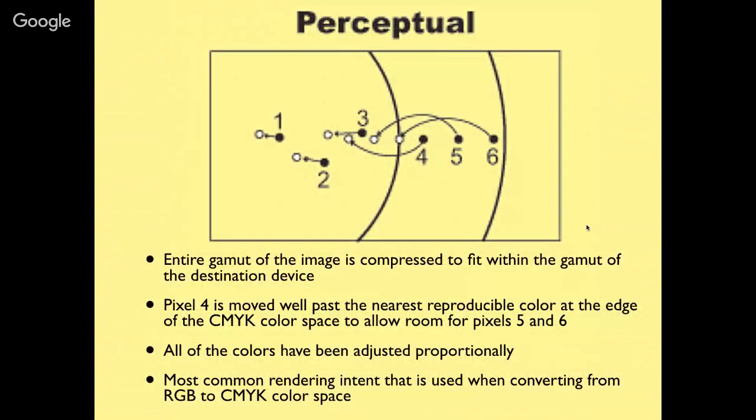The next one is perceptual, and this is the one you've all been told to use, or most people have been told to use. What happens in perceptual is this. It takes the farthest color out, the most saturated RGB color, and brings it right to the edge of what the CMYK printer can actually print. So the most saturated gets mapped to the most saturated. Does that make sense? Then everybody else is brought inside the space, but the relationship between 4, 5, and 6 is maintained. Why? Detail. It maintains detail.